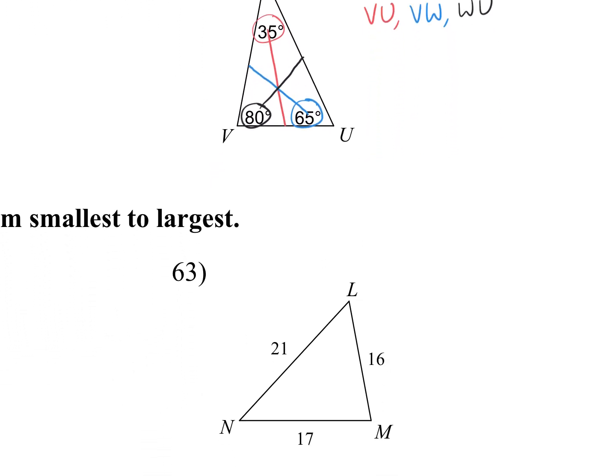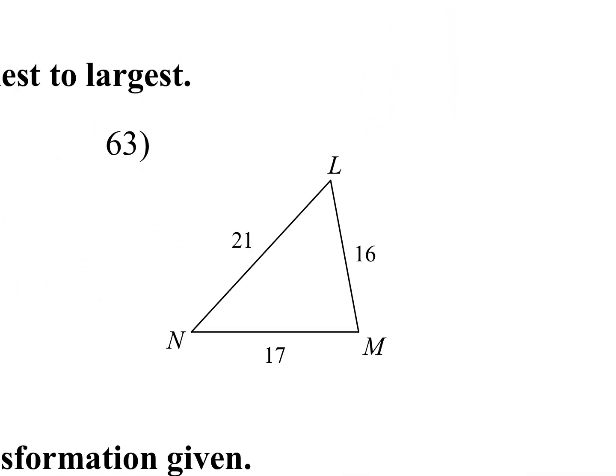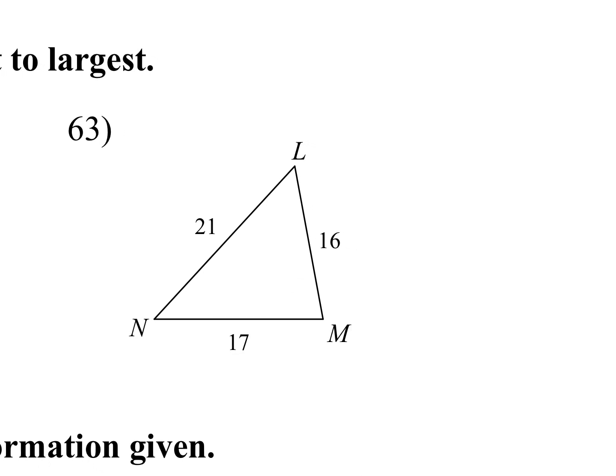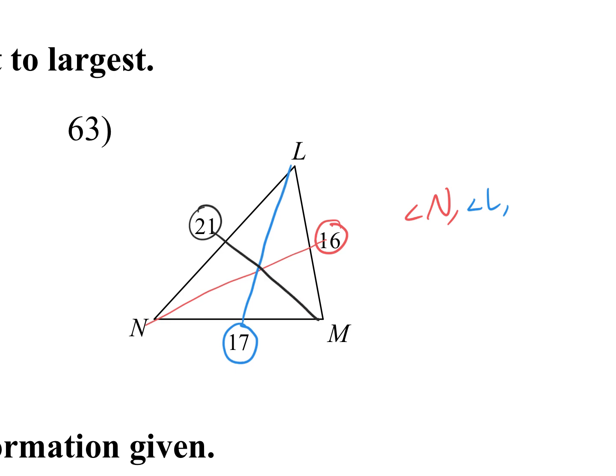63, it's just the opposite. So writing it from smallest to largest, but this time we're writing the angles. What's my smallest side? 16. What angle's across from 16? Angle N. What's across from 17? Angle L. And across from 21 is angle M. Good.